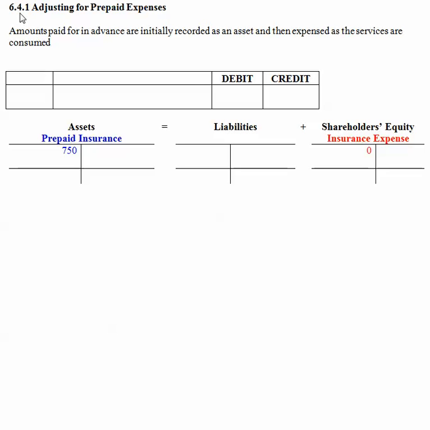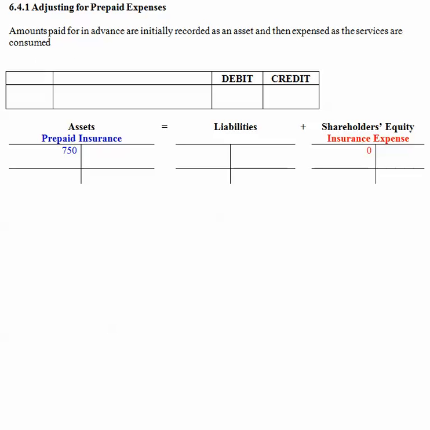All right, let's talk about deferred expenses. Basically, the idea is that a company pays for something in advance and initially records it as an asset because they haven't gotten the service yet. They haven't used the services of someone. So the amounts paid for in advance are initially recorded as an asset, and you wait to expense them. You'll expense them when you do finally get the service.